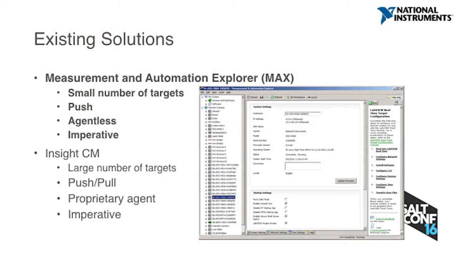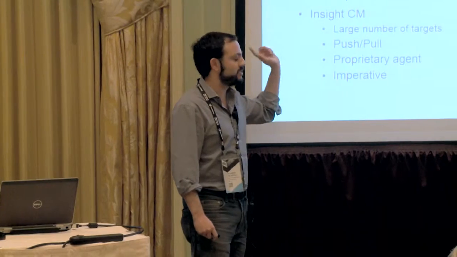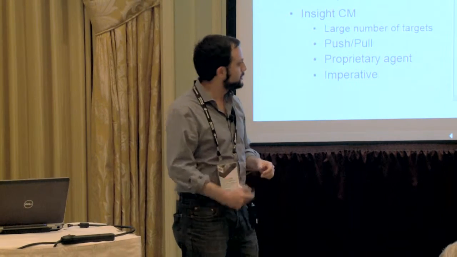So we have existing solutions. We have two. The first one is called Measurement and Automation Explorer. The graphic is pretty bad, but basically here you have a bunch of targets, and if you click on each target, you're going to see things like serial number and network settings, and you can change them here. So it gives you an interface that is proprietary, push-based, agentless, and imperative.